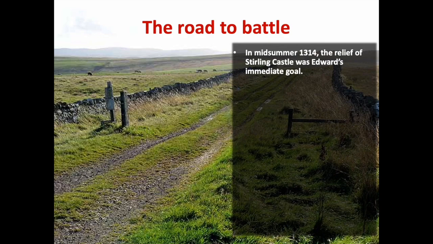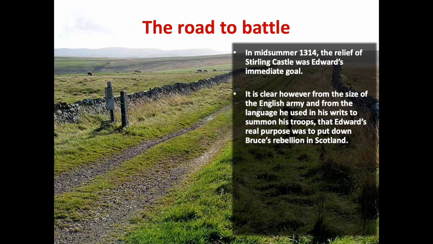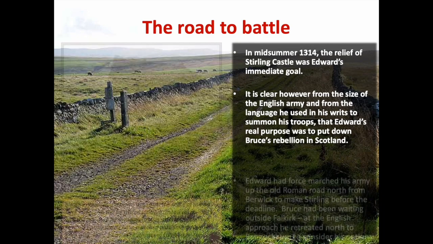It was in Edward II's interest to get to Stirling then by Midsummer's Day to preserve this essential outpost that he still held on to in the Kingdom of Scotland. It is clear, however, from the size of the English army and from the language he used in his writs to summon his troops, that Edward's real purpose was to put down the wider rebellion of Bruce across Scotland. He wasn't just after saving Stirling, he wanted to end the Bruce.